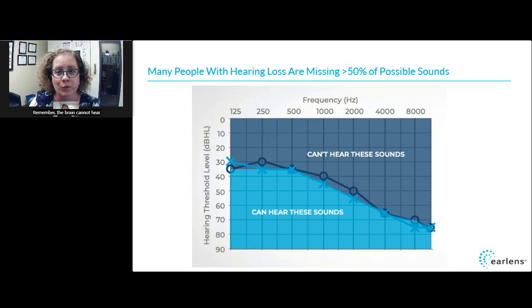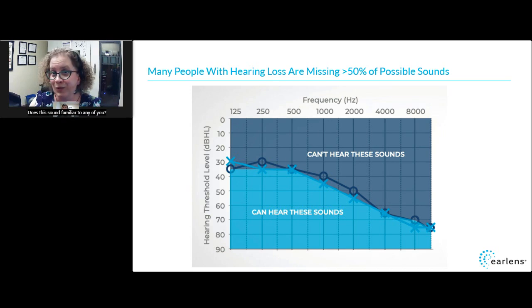Remember, the brain cannot process what it doesn't hear. So if you're missing all of that information, that means your brain is not processing that information. 60 to 65 dB of sound is about the same volume as someone talking loudly.